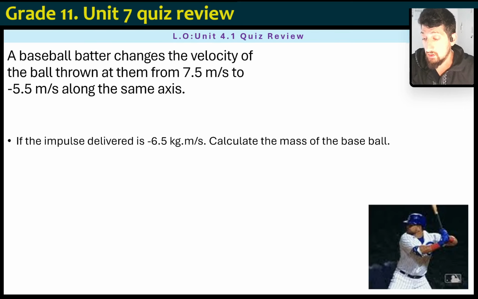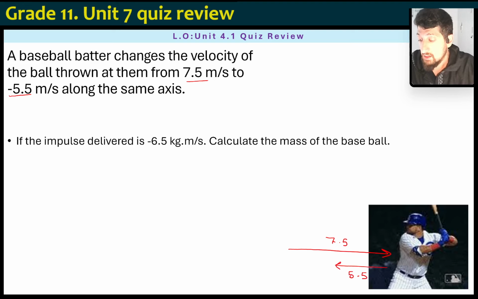Here's an example of a problem that you could face as well. A baseball batter changes the velocity of a ball thrown at them from 7.5 meters per second to negative 5.5 meters per second along the same axis. What does that mean? 7.5 to negative 5.5. What happened to the velocity? As some of you might have guessed, it changed directions. So the ball must have come this way and it was traveling at 7.5, and then this man here has hit it and now it's traveling at 5.5 in the other direction, along the same axis.